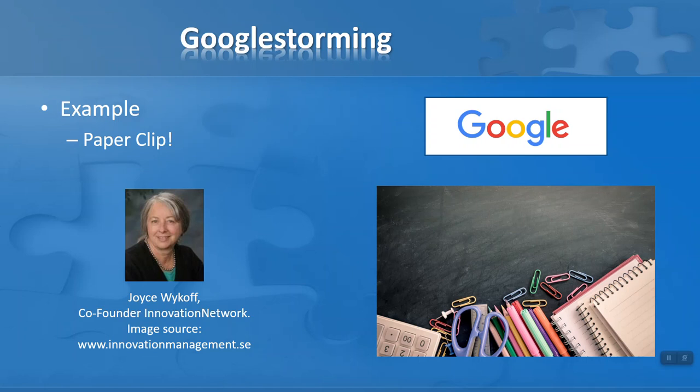So the best way to see how Google storming works is to take a look at an example. And this example comes from the founder of the Innovation Network, Joyce Wyckoff, and she used a paperclip in her example, so that's what we're going to follow here. So I'm choosing an everyday item like a paperclip.